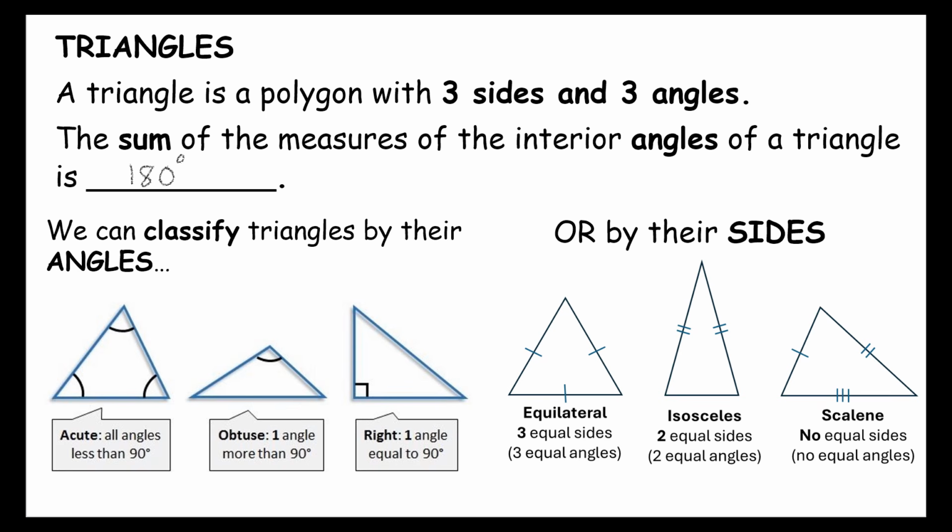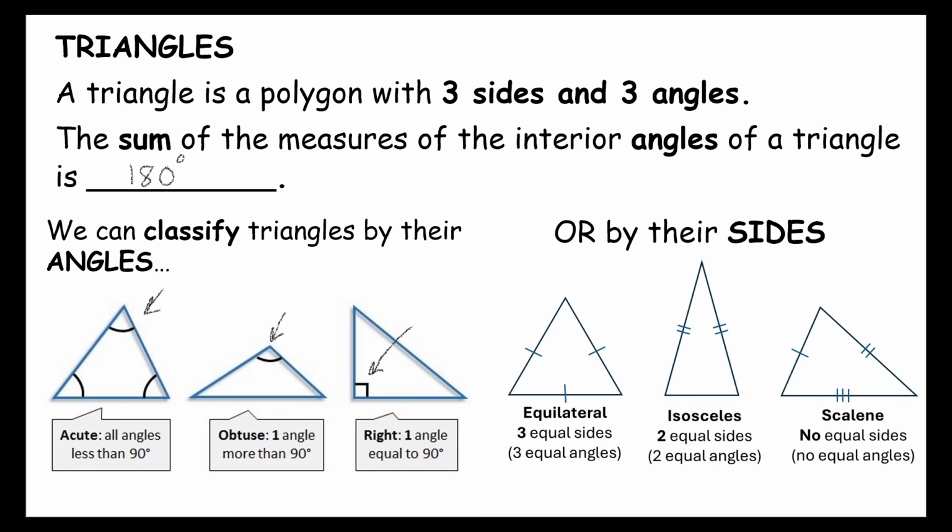If we classify them by their angles, we would say that any triangle that has all angles less than 90 would be called an acute triangle. A triangle that has one angle that is bigger than 90 is called an obtuse triangle. And then a triangle that has a right angle we call a right triangle.